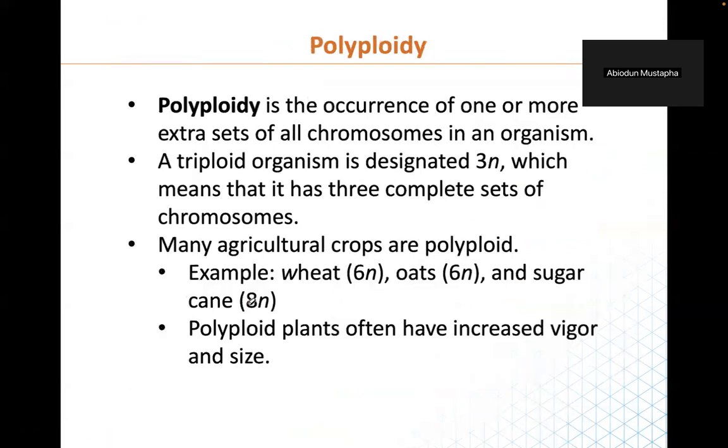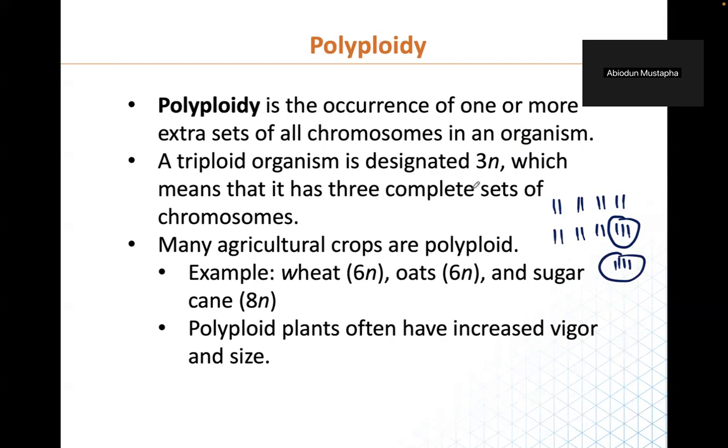So polyploidy is an occurrence of one or more extra sets of all chromosomes in an organism. As you know, the karyotype shows that genes are arranged in pairs like this. So it is always arranged in pairs, but sometimes when there's polyploidy, there could be something like this. There could also be something like this. So all of these are polyploidy.